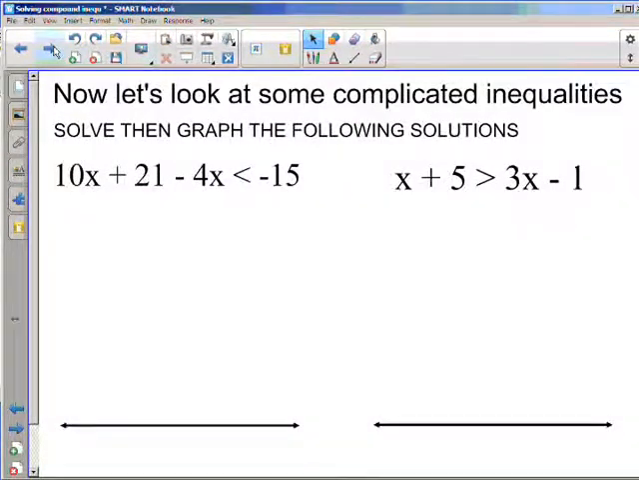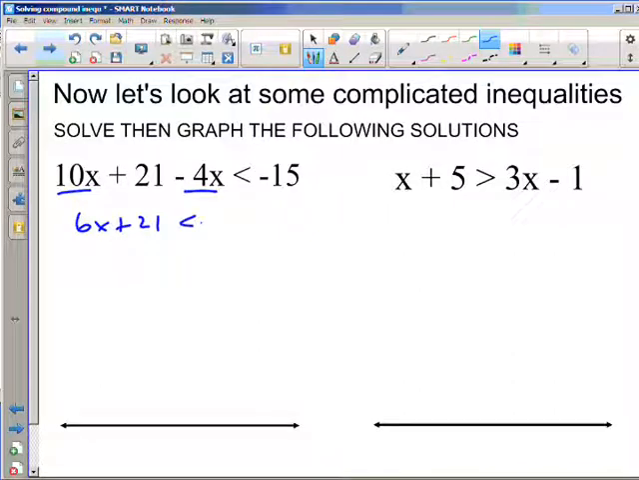Now let's look at some complicated inequalities. Slightly more difficult solving is involved, but it's really similar. You've done it with equations. These are just inequalities. I'm going to combine my like terms. I get 6x plus 21 less than negative 15. Subtract 21. And I get negative 36.